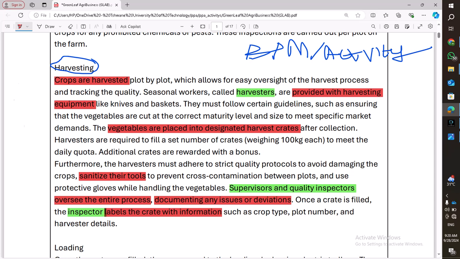Supervisors and quality controller inspectors oversee the entire process, documenting any issue or deviation. Once the tray is filled, the inspector labels the trays with information such as the crop type, plot, and harvest details. So I think everything that I found here will help me to go and draw the BPM diagram.